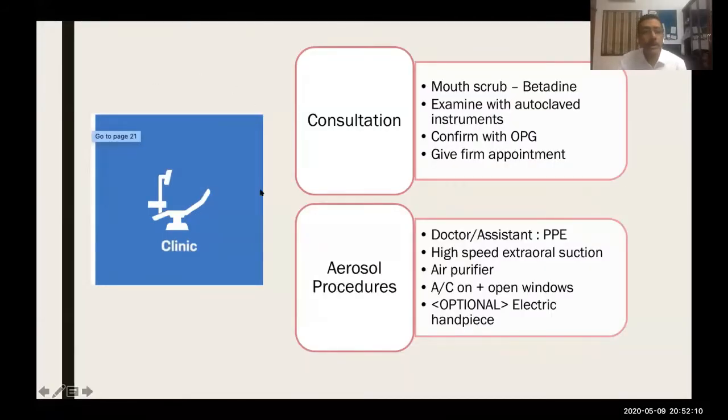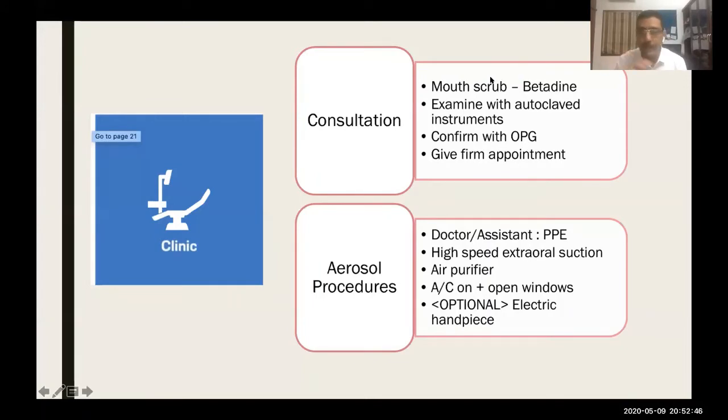Next, what do you do in the clinic? In the clinic, we can do two types of procedures. One is the consultation, or you are going to do the basic examination. In the basic examination, once the patient has been brought inside, you have already made sure that his feet are clean, hands are clean, and the mouth is also clean. If he has already come inside, you ask him to use the restroom and have a wash there with the mouth rinse. To make sure, you once again give a betadine mouth rinse and scrub the mouth completely.